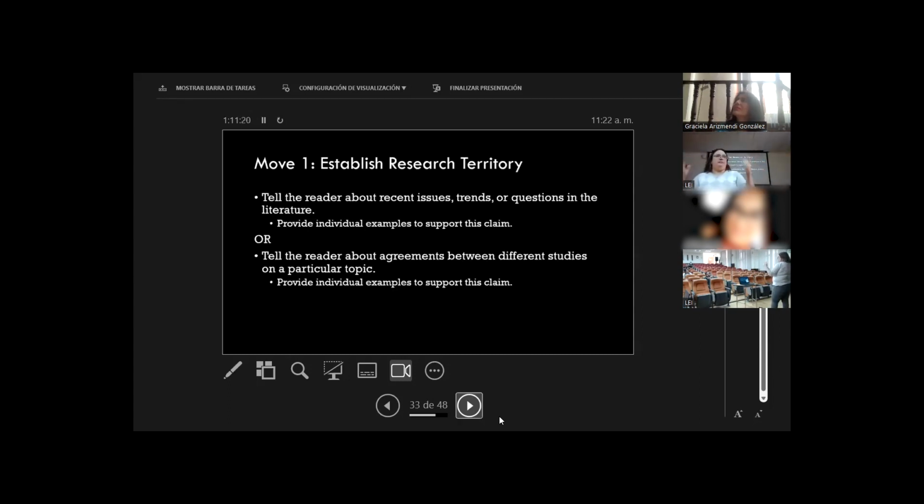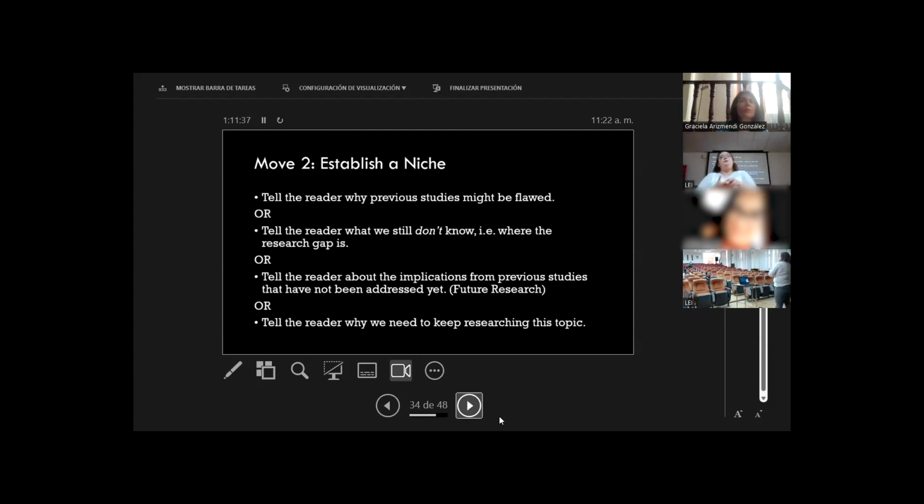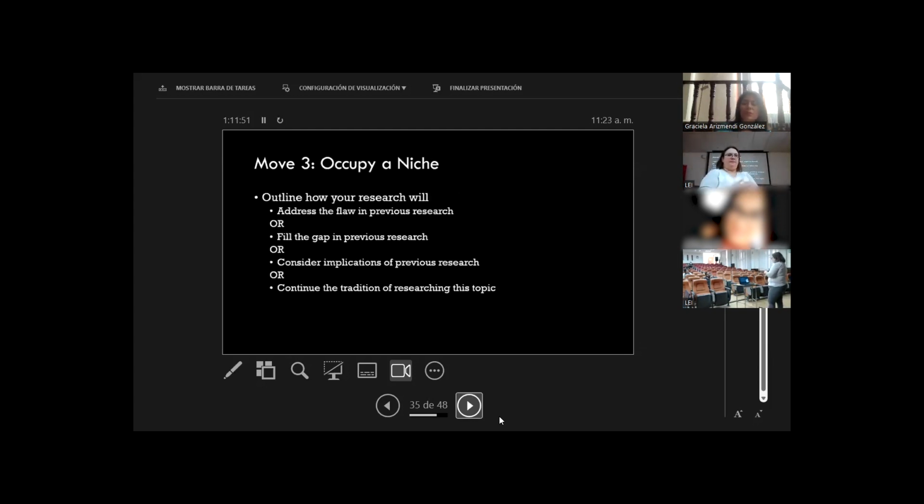So as a wrap up, Move 1, establishing the research territory. You're going to tell the reader about recent issues, trends, or questions in the literature, or about agreements between different studies on a particular topic. Move 2, you're going to tell the reader why previous studies might be flawed, or what we don't know, what the research gap is, or implications from previous studies that have not yet been addressed, or we'll just say, here's why we need to keep researching this thing. Next slide. And then we say, here's what we're going to do about it.